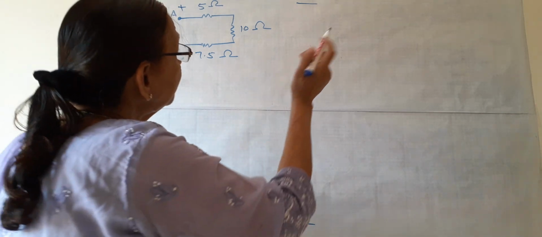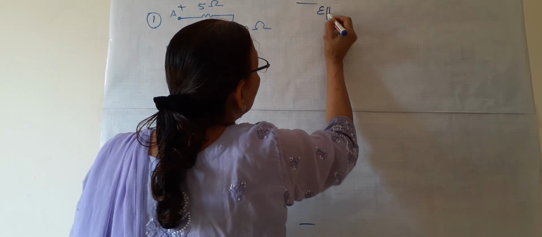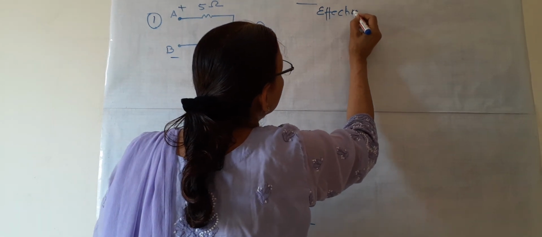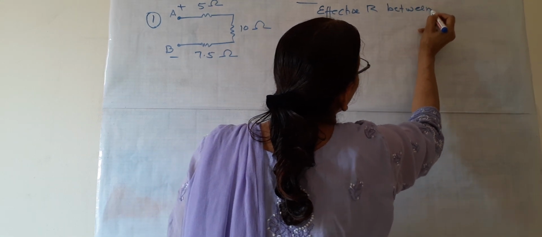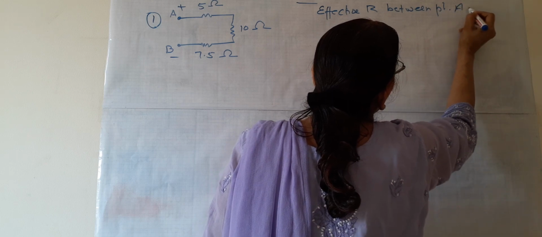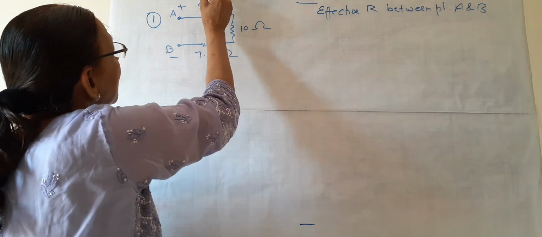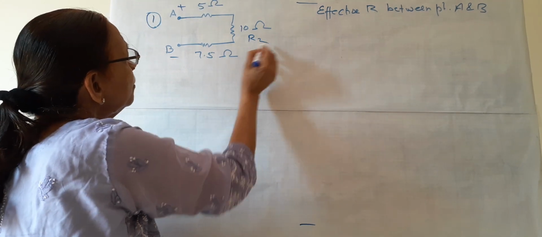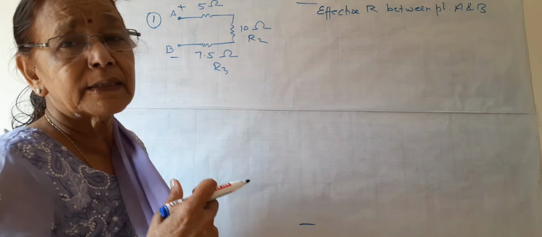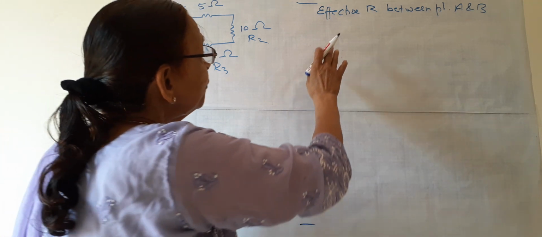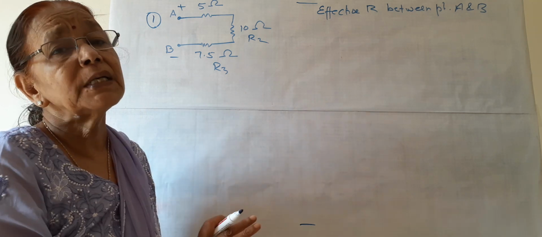And this is a circuit of 3 resistors. What we have to calculate? We have to calculate effective resistance or the total resistance between point A and B. These are 3 resistors. Suppose these are R1, R2 and R3, and these are 3 different resistances in ohm. What we have to find? We have to find what is the total resistance of the circuit.